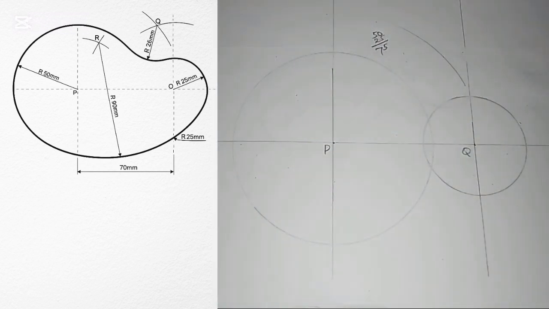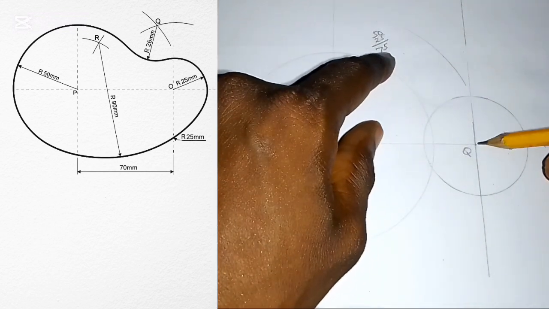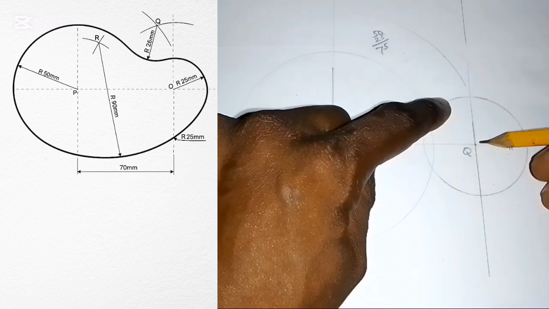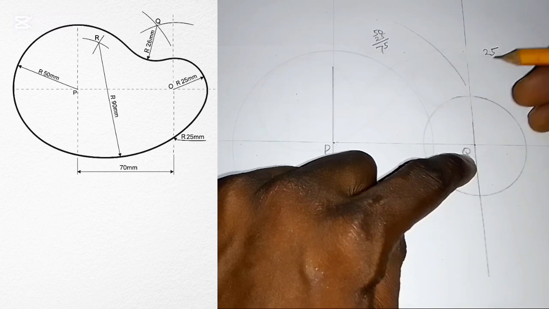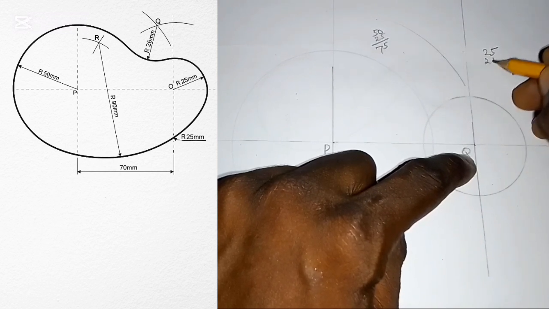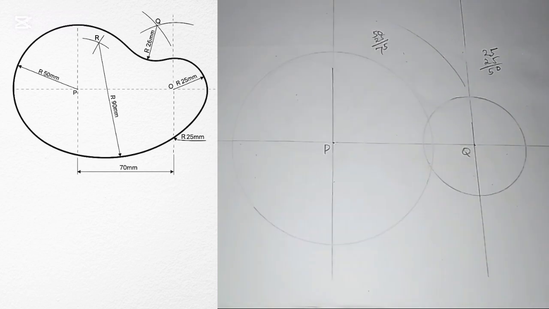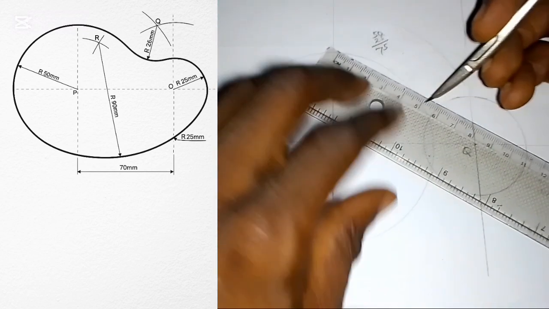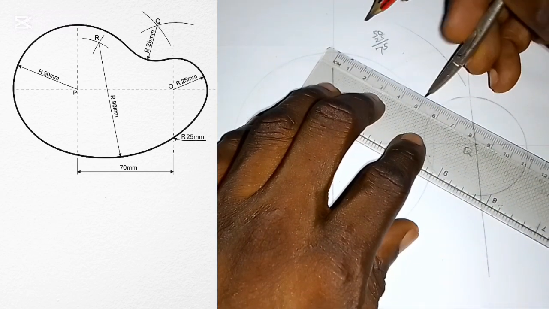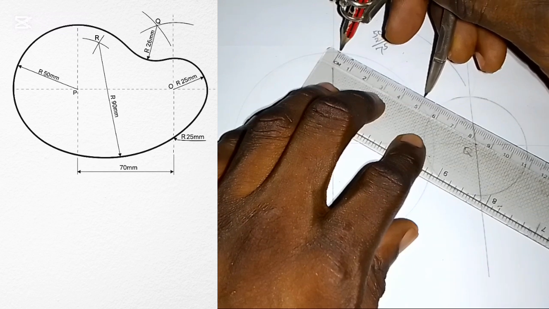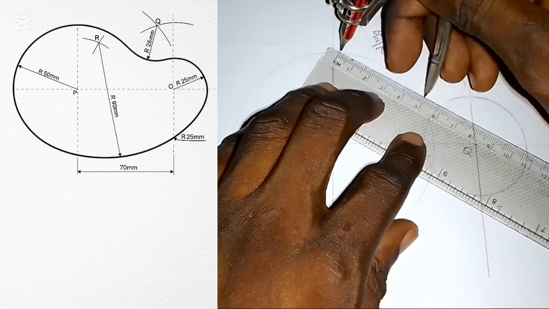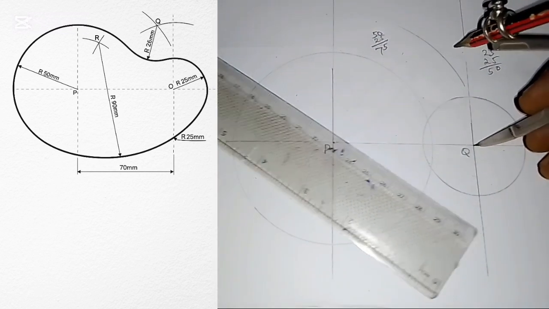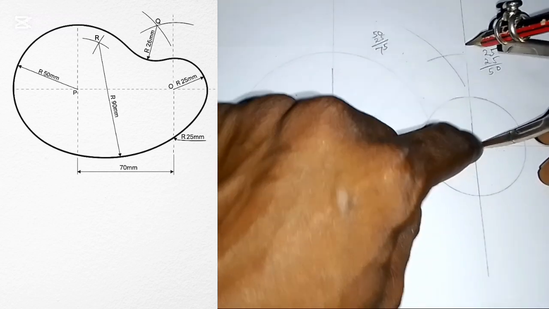Next I will do the other side as well, and similar thing here, because the arc is going out at this point too. The radius of this circle is 25, so 25 plus 25, the radius of the arc, gives us 50. So I will open my compass to 50. Just want to be sure, this is 50. Then needle on point Q, the radius of the circle I use here.